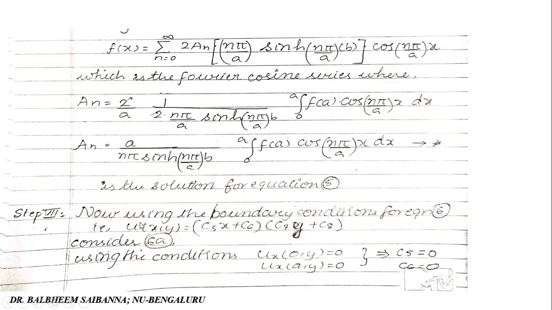Then step 7, now using the boundary condition for equation 6, that is u of (x, y) is equal to (c5 x plus c6)(c7 y plus c8). Consider equation 6a. Using the conditions ux of (0, y) is equal to 0, we'll get c5 is 0. Then after substituting c5 is 0, using x is equal to a, ux of (a, y) is also 0, and there c6 is equal to 0. c5 is 0 means this will give us ux of (x, y).